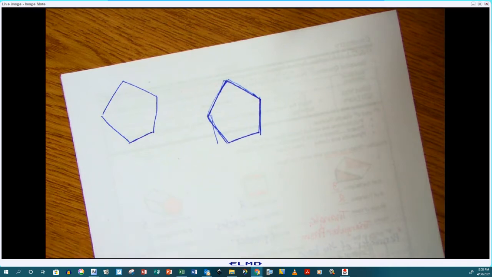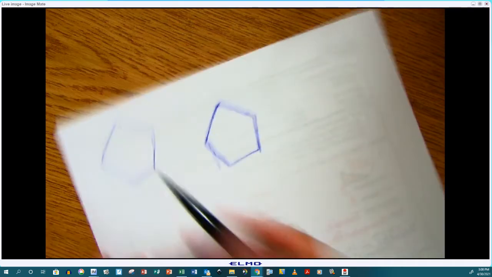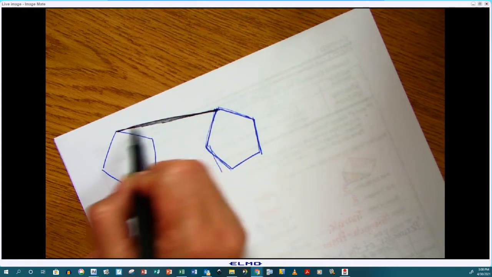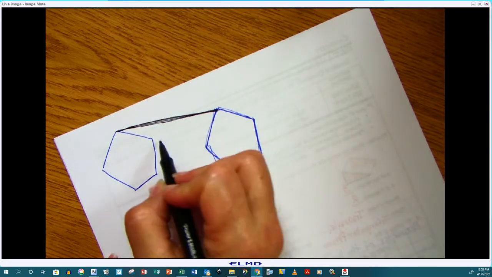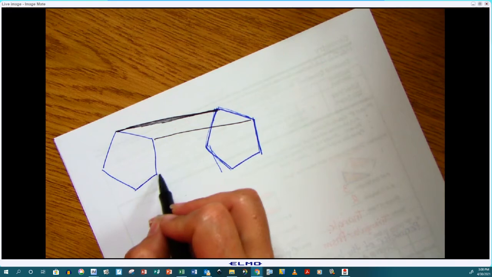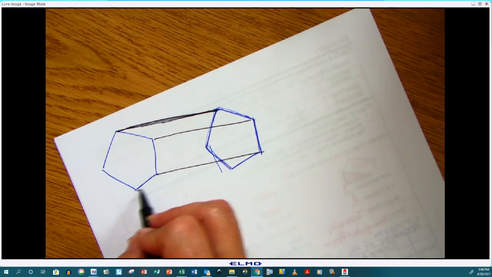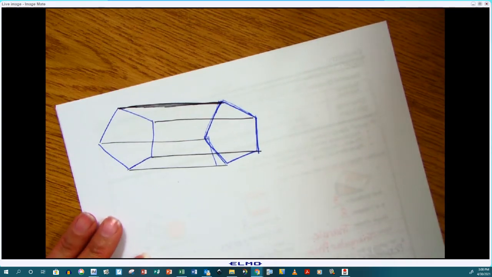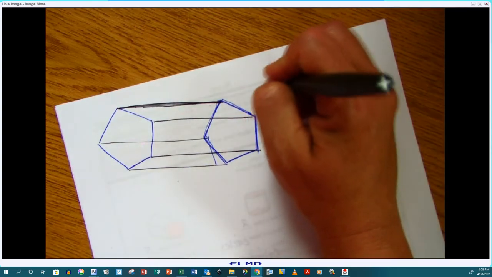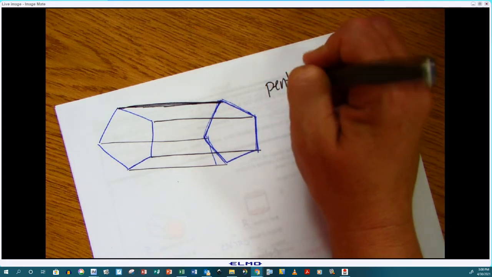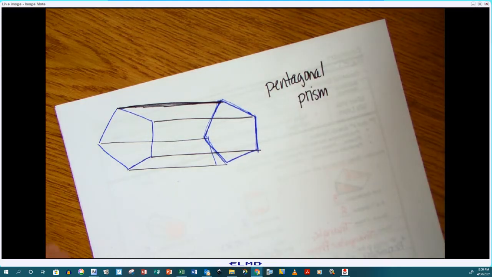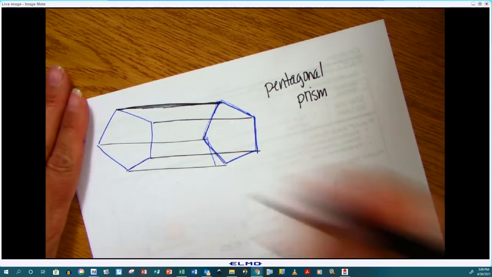Okay. And remember, this is an art class, so they don't have to be perfect. They just need to make a little bit of sense. We're going to connect this corner to this corner. So basically attach your corresponding corners. This corner is going to attach to this one. This one's going to attach to this one, to this one, to this one. Now we have a pentagonal prism. What does that mean? Connect your corresponding corners.